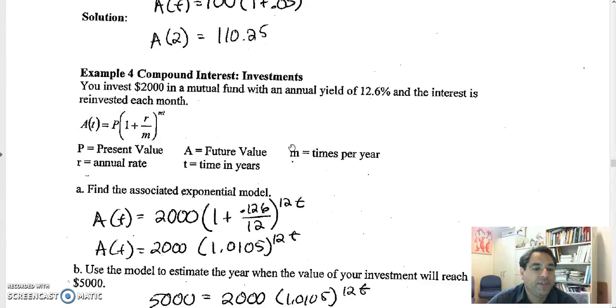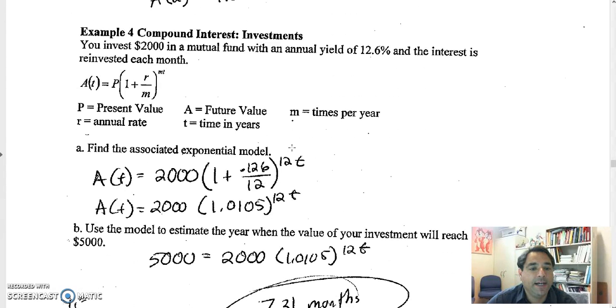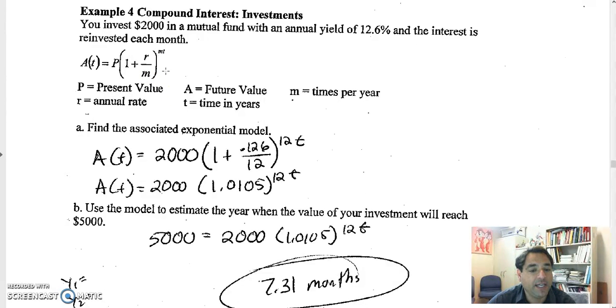Another example would be if interest is compound interest. So if you had $2,000 in a mutual fund, and you have annual yield of 12.6%, and the interest is not yearly, it's monthly. Notice the formula changes because we add that m. So it's P times 1 plus the rate over m, where m is how many times a year, raised to the m times t. So in this case, it's each month, so that's 12 times.